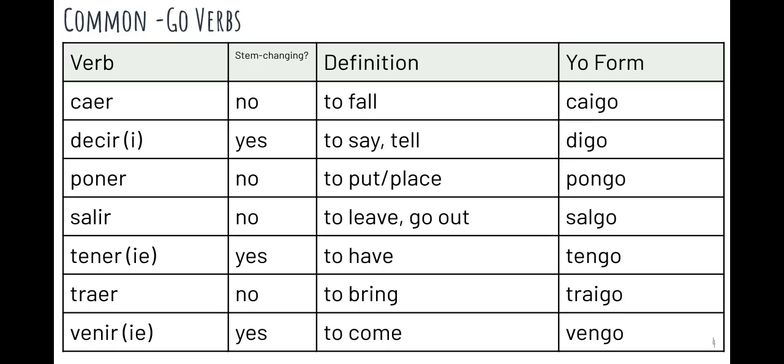And venir, stem changing. It's very similar to tener, except it is an IR verb, not an ER verb. So be careful on the nosotros and the vosotros. But the yo form of venir is vengo. So you really want to be careful with all of those. So obviously, you're going to want to pause this so you can fill out your note sheet. You do have a verb chart to work on in practice.